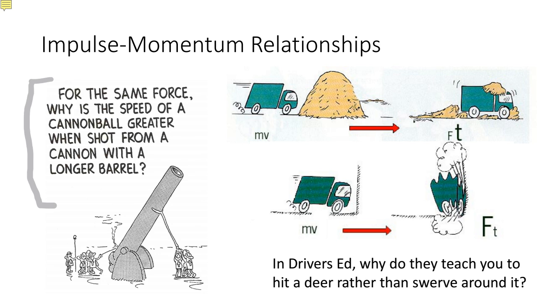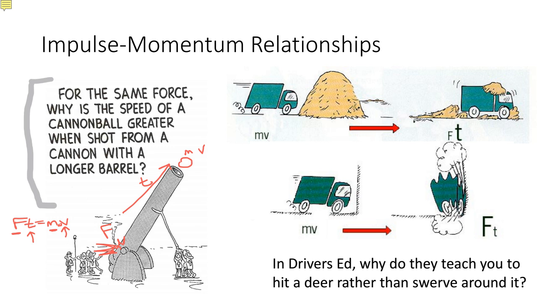Why is the speed of a cannonball greater when shot from a cannon with a longer barrel? That's because the cannonball's gunpowder explosion, right here, is applying a certain amount of force, and if you can increase the time that force is applied, then for the cannonball with a certain mass, you can increase its velocity. So for force times time equals mass times velocity, if your force is constant and your mass is constant, an increase in the time will lead you to have an increased change in velocity.